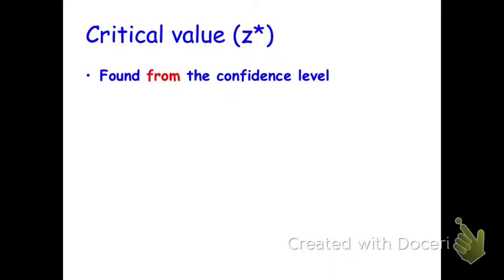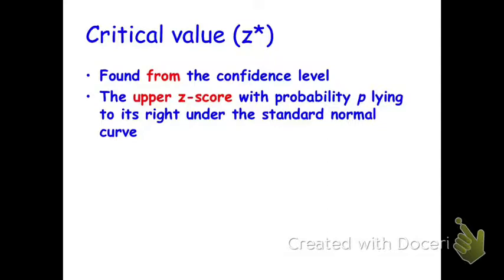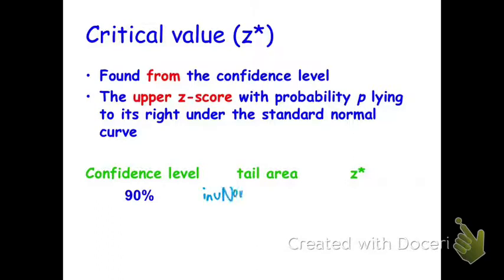Critical value Z star, we already calculated that. It's found from the confidence level. It's the upper Z score, which is why we put in the 0.975. So if I wanted to find the Z star for a 90% confidence interval, what would I type in? I would put in inverse norm of halfway to 100 from 90, so 0.95. What do you get? 1.6448.